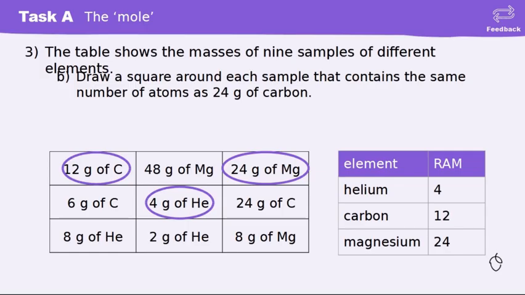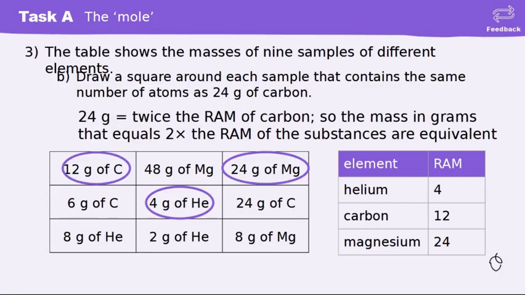And it says draw a square around each sample that contains the same number of atoms as 24 grams of carbon. So 24 grams of carbon is twice the relative atomic mass. So that's 2 moles of it. And so if we doubled the helium and doubled the magnesium, they would also be 2 moles and have the same number of atoms as 24 grams of carbon. So we should have squared 48 grams of magnesium, which is double 24 grams, and 8 grams of helium, which is double 4 grams of helium.